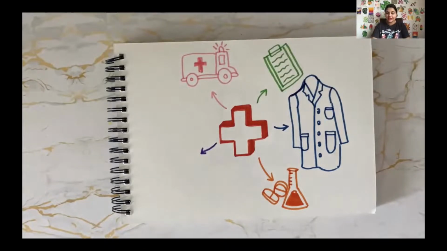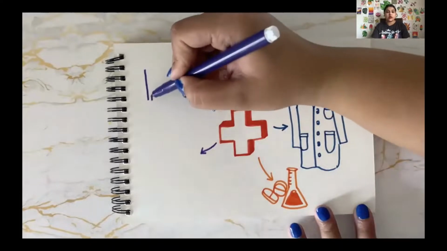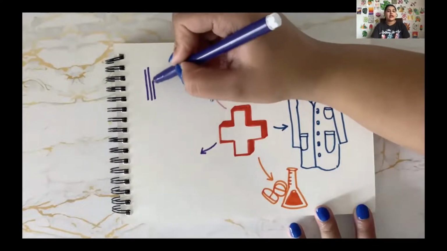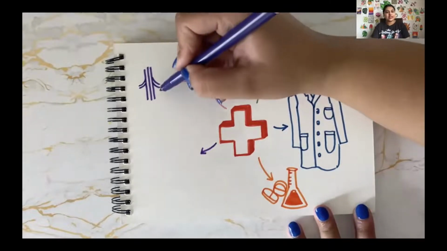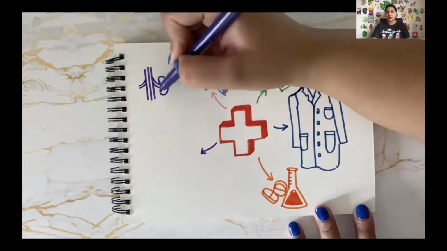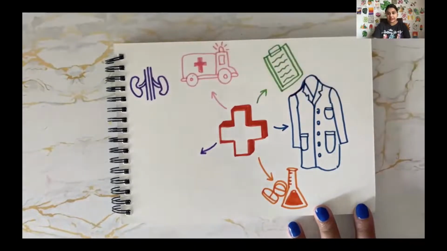So here I'm going ahead and taking a purple color sketch pen, and I'm going to draw different parts of our body. I'm going to start off with the kidneys here. I've kept the drawing simple so that it's not too complicated for you. So here you can see I'm drawing the kidneys.